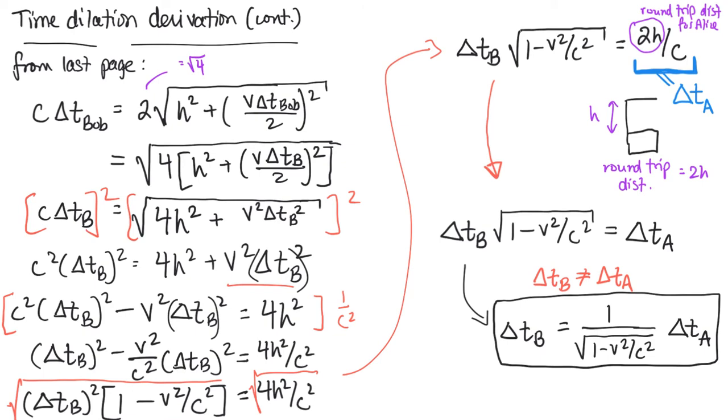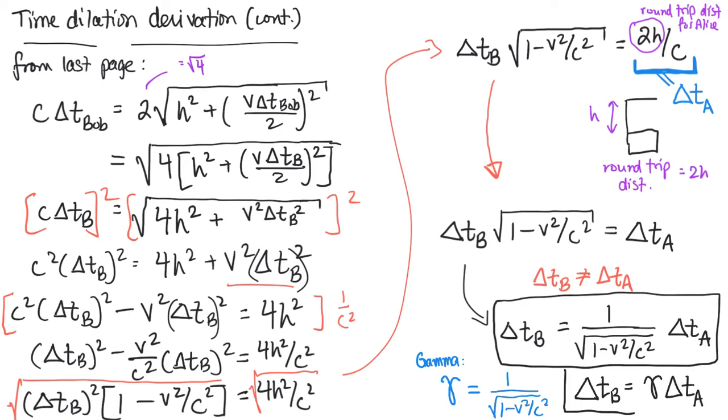And so we're going to define a symbol that we call gamma, the Greek letter gamma, and we're going to define that to be 1 over the square root of 1 minus v squared over c squared, just as a shorthand notation. And so what that allows us to do is to say that delta TB is equal to gamma times delta TA. So these two boxed equations are identical. We've just introduced a symbol to make it shorter, that's all.